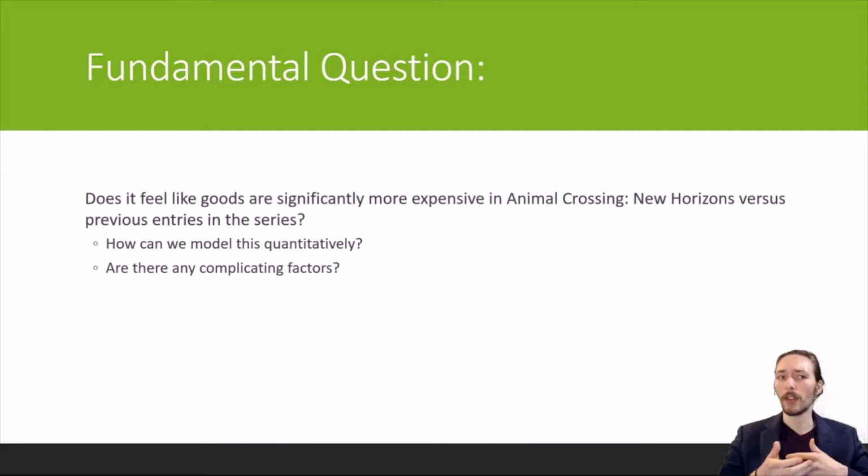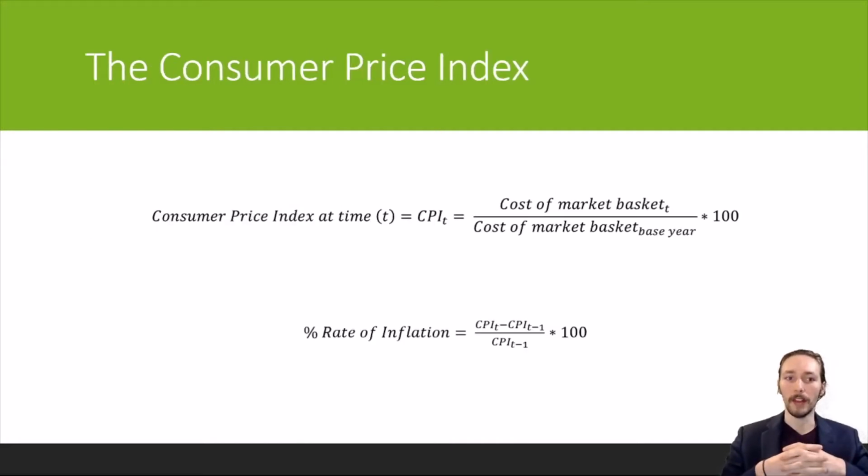In order to answer this question, we're going to use an economics tool called the Consumer Price Index. Now, don't worry if these formulas look a little confusing right now. We'll go into them more in detail later. The big thing to remember is that these two formulas are the main thing that we'll be using to assess inflation. And so, you'll note in the first formula, there's this idea of a market basket that helps inform what the Consumer Price Index is.